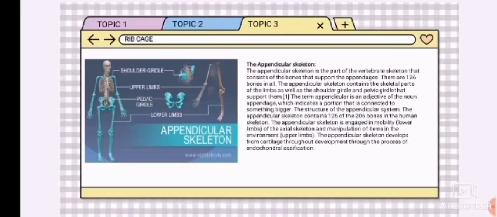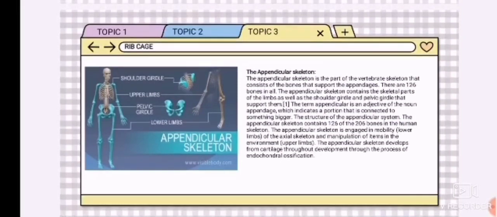Now, the appendicular skeleton connects with the axial skeleton. The sternum, or breastbone, is a part of the axial skeleton, but the clavicle is connected to the upper part of the sternum, known as the manubrium.